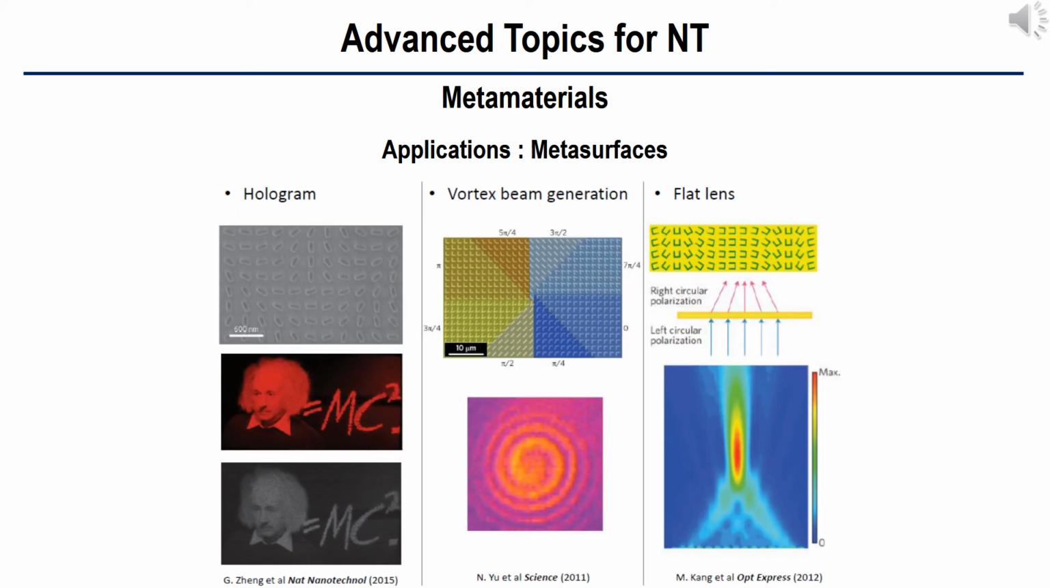There are a variety of applications based on metasurfaces. First, we can think of phase-controlled imaging such as holograms, as shown in the left figure. Second, by controlling the phase as a function of the rotational angle of the surface to normal incident polarized light, one can construct a vortex beam, as shown in the middle figure. Third, it is also possible to construct a flat lens, as shown in the right figure. This lens is based on optical path length control with the equivalent phase of the incident polarized light by the metasurfaces.